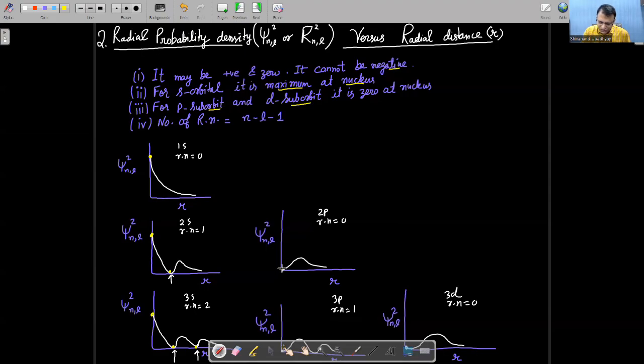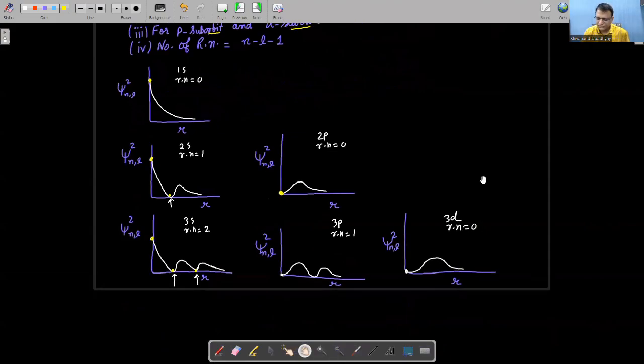So similarly, we can draw for 2p. For 2p, number of radial nodes will be 0, and at origin there is no probability density. Probability density for 2p will be 0 at origin. So this will be the graph. And same way we can discuss for 3p and 3d.